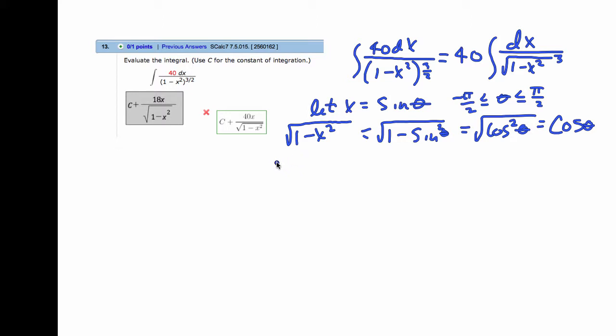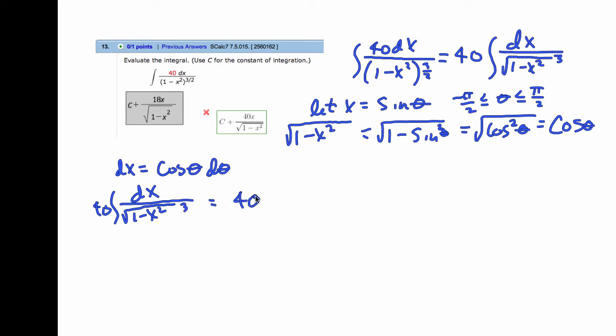Now, dx then would be cosine theta d theta. So if we take this integral now, 40 dx over the square root of 1 minus x squared cubed, we could write it as 40 times the integral of, okay, now dx. Well, we determined that to be cosine theta d theta.